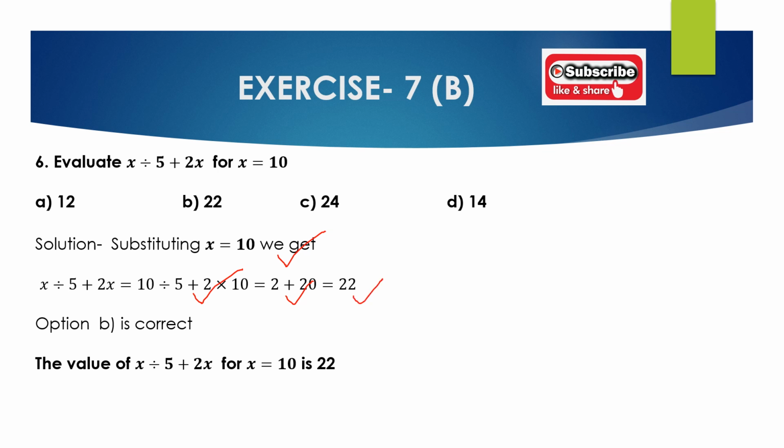So the value of the expression x divided by 5 plus 2x is 22. So option B is correct. So the value of x divided by 5 plus 2x for x equal to 10 is 22.